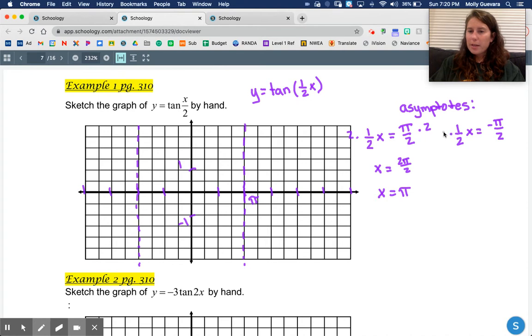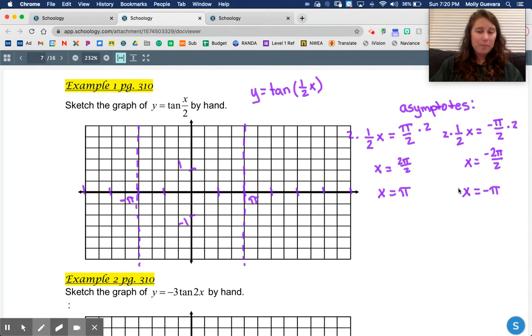I'm going to do the same thing here, multiply by 2, multiply by 2, and I get x is equal to negative 2 pi over 2. So x is equal to negative pi. So I can label this asymptote negative pi. So see, it's the same graph as the parent graph on the previous page. I just labeled it differently. I labeled it what it is now because the period has changed. Now the total period is 2 pi instead of 1 pi, just because the equation has changed.